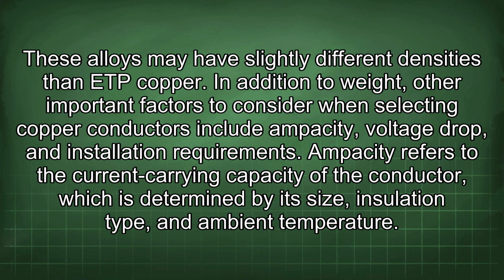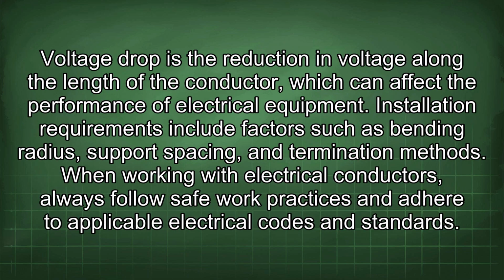In addition to weight, other important factors to consider when selecting copper conductors include ampacity, voltage drop, and installation requirements. Ampacity refers to the current carrying capacity of the conductor, which is determined by its size, insulation type, and ambient temperature. Voltage drop is the reduction in voltage along the length of the conductor, which can affect the performance of electrical equipment. Installation requirements include factors such as bending radius, support spacing, and termination methods.